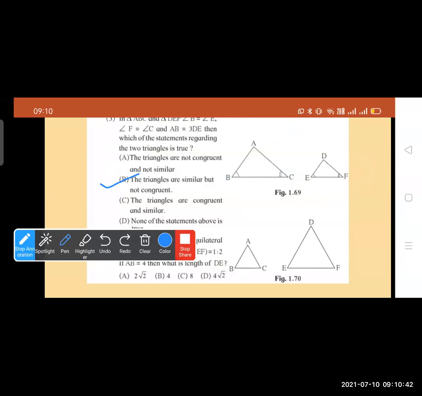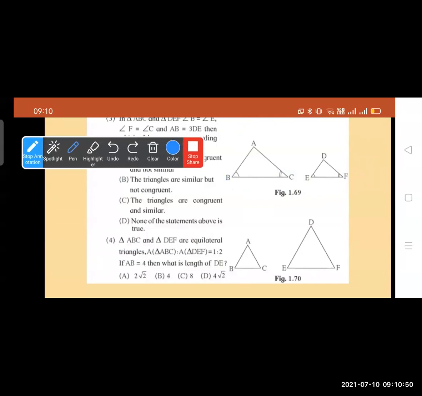Okay. Now, next question, number 4. Triangle ABC and DEF are equilateral triangles. So what are the properties of an equilateral triangle? In an equilateral triangle, all sides are equal and each angle is equal to 60 degrees.